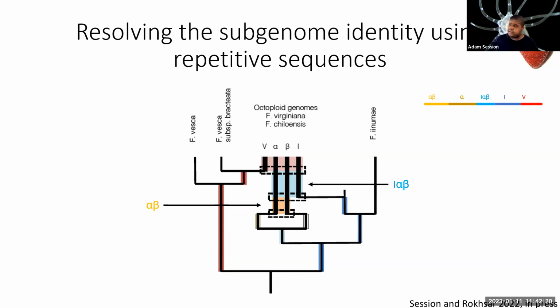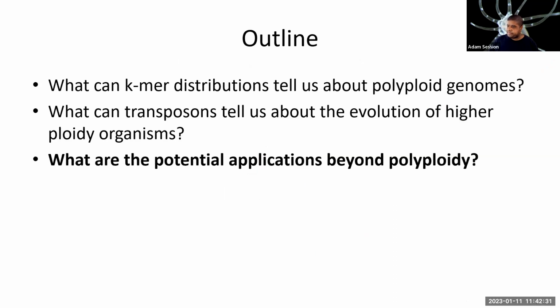We've also done this method in a number of other species, including hexaploid camelina. And if you're interested in those results, this is something that should be coming out very soon. We're in the final stages of review at Nature Genetics.